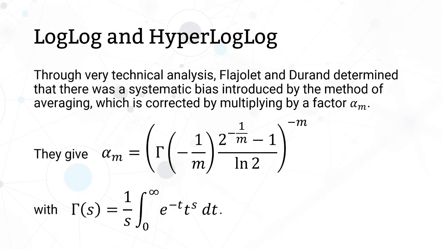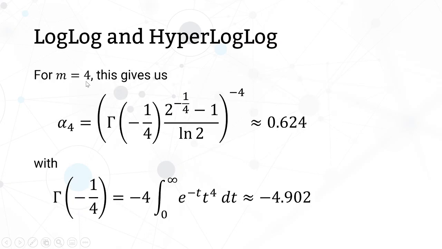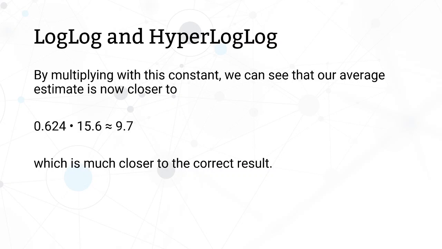And there is in fact some systematic error, which was discovered by Flajolet and Durand when they invented this algorithm. They discovered that by multiplying by this factor alpha m, which is a really complicated thing, it can correct that. We won't get into the maths of how they derived this, but we can try it to see if it works. If you substitute 4 for m everywhere in alpha m and plug this into Wolfram Alpha, you'll get an estimate of around 0.624. And if you multiply 0.624 with the average estimate we got earlier, it comes really close to 10, at around 9.7. So that's really close to the correct result.